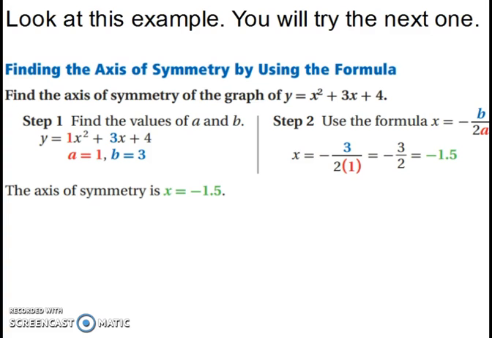Okay, so step 1, you want to find your a and your b value. That way you know what numbers you're substituting into the equation or formula. So our a is 1 and our b is 3. We substitute 3 in for b and 1 in for a. Then we simplify. So we have 3 divided by 2 times 1, which is 3 divided by 2, or 1.5. It's negative, so keep the negative. So our axis of symmetry is x equals -1.5.